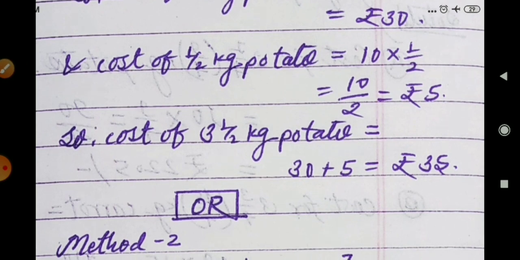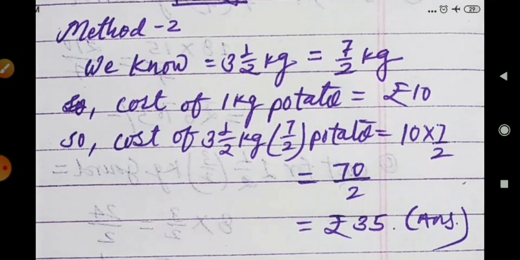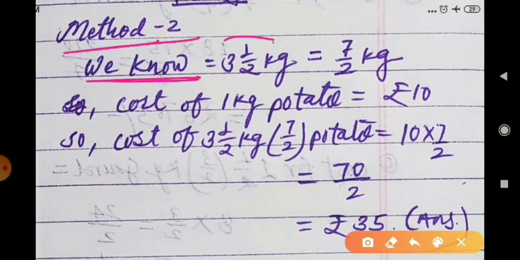Or if you want to solve this question in another method, I have method 2 here. So how is it? It's very easy. Method 2 I have named it. So we know that 3 whole 1/2 is a mixed fraction number, so you can convert it into an improper fraction, and that will be 7/2. How will it be? Just multiply 3 with 2, so 3 twos are 6, then plus 1 added, that is 7/2.